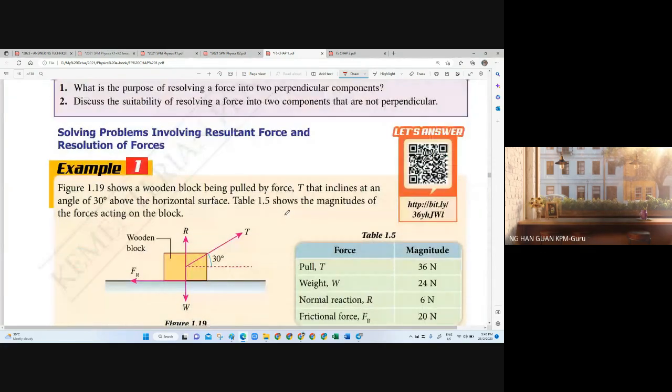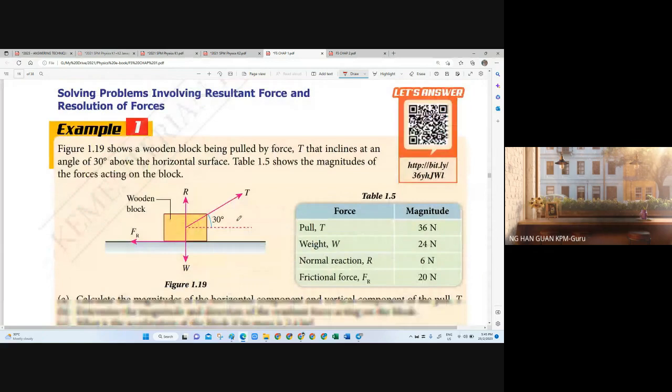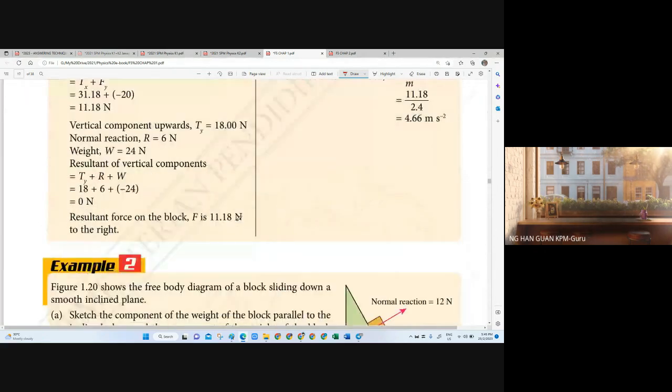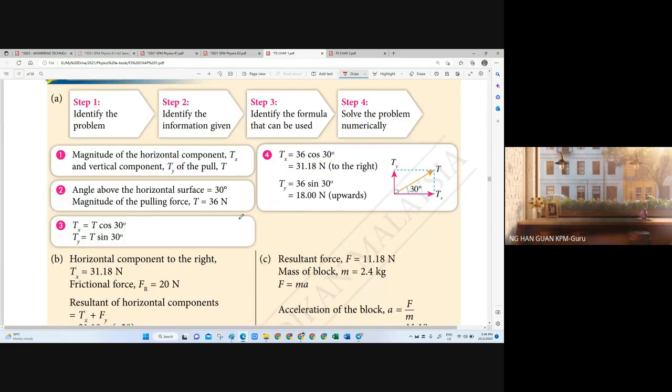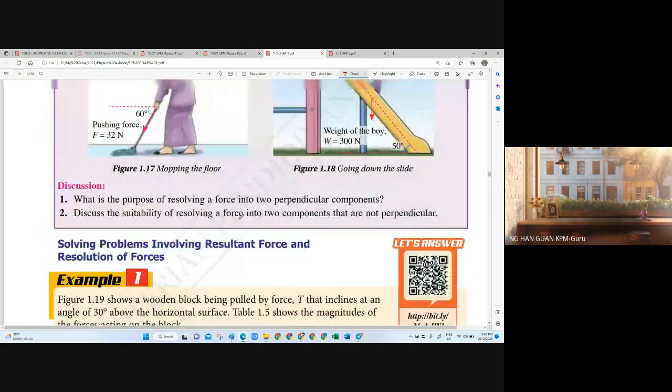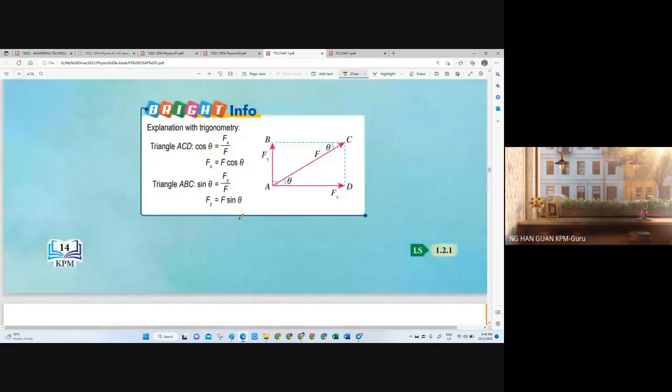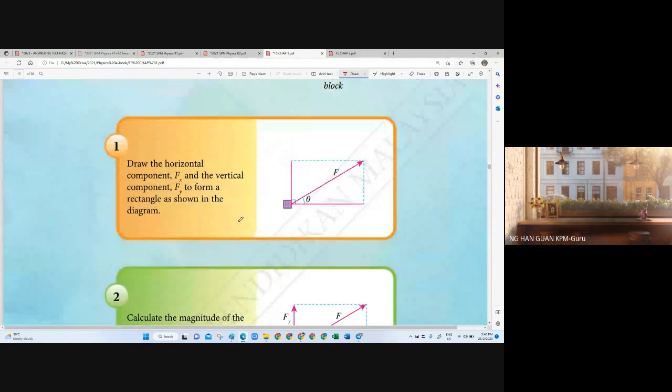And then the next one, we have objects on an inclined surface. For objects on an inclined surface, you have to be alert to the meaning of the normal direction towards the surface. Normal means it's 90 degrees. So once your surface is inclined, follow the surface, you get the 90 degrees. More important is that you have to understand the free body diagram like this.